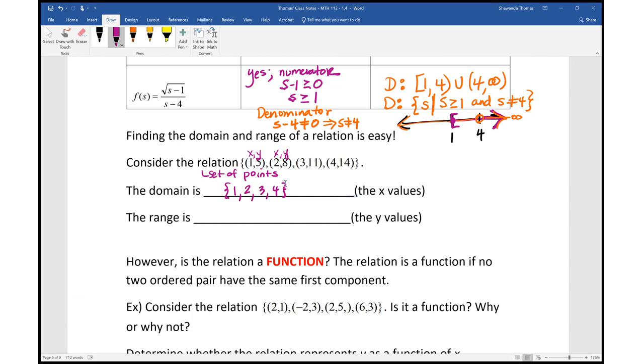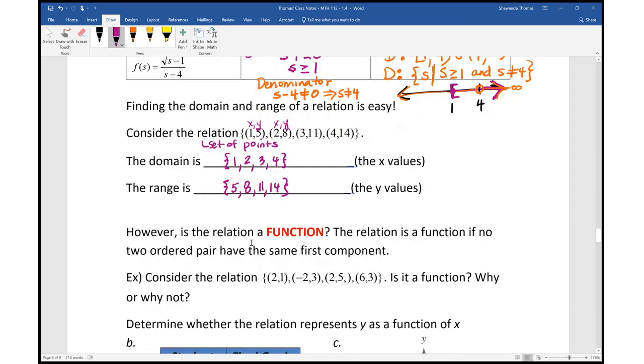And then the range is, you guessed it, your y values. So we have 5, 8, 11, and 14. However, is this relation considered to be a function? Well, in order to be a function, no two ordered pairs can have the same first component. That means your y values can't have the same x.